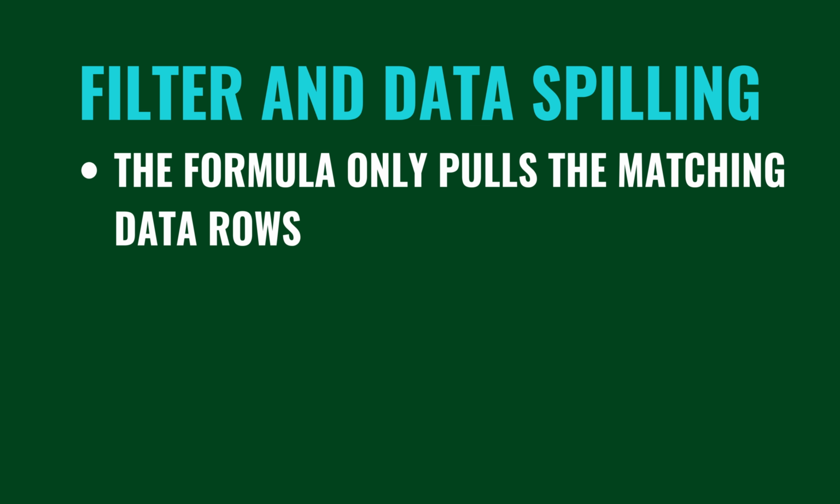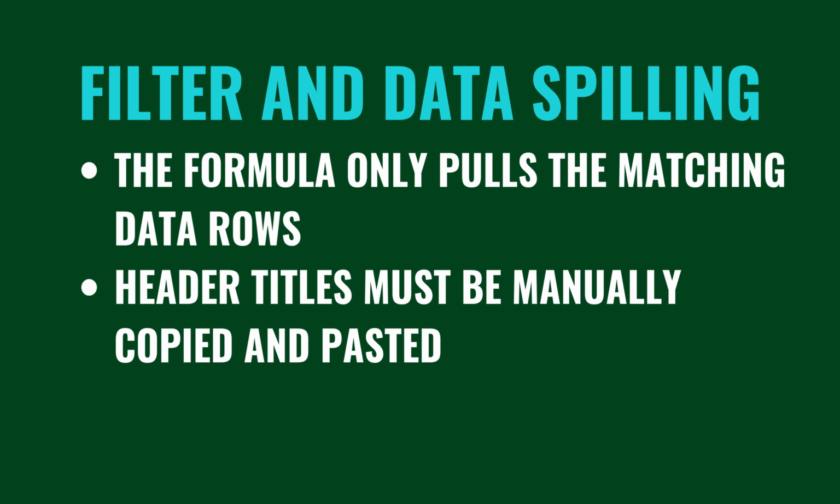If you find yourself needing to copy the header titles above your new filtered list, you will need to do that manually by copy and pasting row 1 from your original data block, as the standard filter formula only pulls the matching data rows themselves.